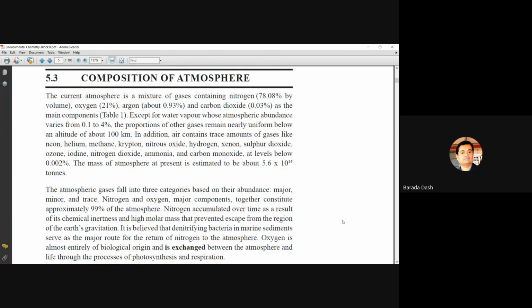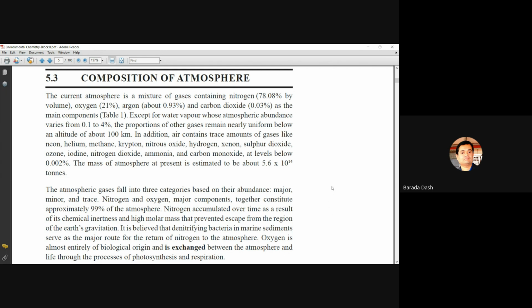The current atmosphere is a mixture of gases containing nitrogen, 78% nitrogen, 21% oxygen, argon about 0.93%, and carbon dioxide 0.03% as the main components. Except for water vapor, whose atmospheric abundance varies from 0.1 to 4%, the proportion of the gases remains nearly uniform below an altitude of about 100 kilometers.